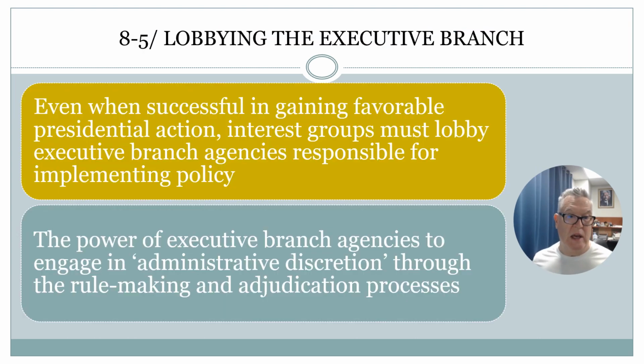Lobbying the executive branch: even when successful in gaining favorable congressional or presidential action, interest groups have to go to the executive branch agencies that are responsible for actually implementing the policy. We'll learn more about that next week. The power of executive branch agencies to use administrative discretion through both the rulemaking and adjudication processes means that they can be consequential in terms of how policy is put into place.